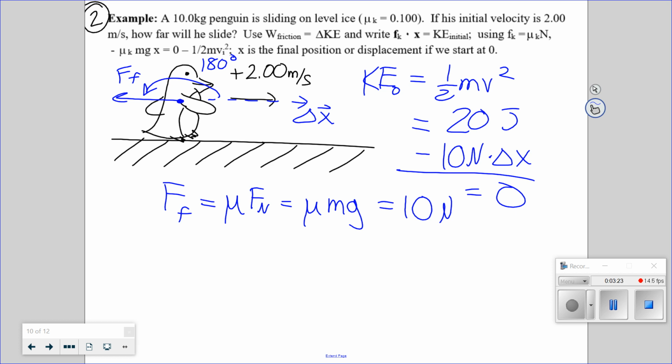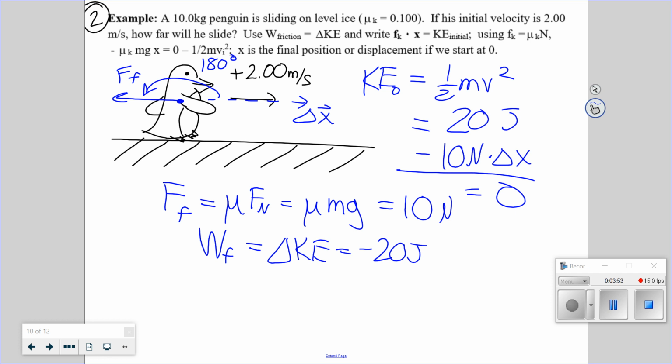Okay, if I want to do the whole deal, does it ask for the work done by friction? Yeah, the work done by friction is the change in kinetic energy. So if I was a professional physicist, I would have to say W_F equals delta KE equals minus 20 joules. But that's going to be the same thing up there. I'm going to lose 20 joules as I come to a stop, right?